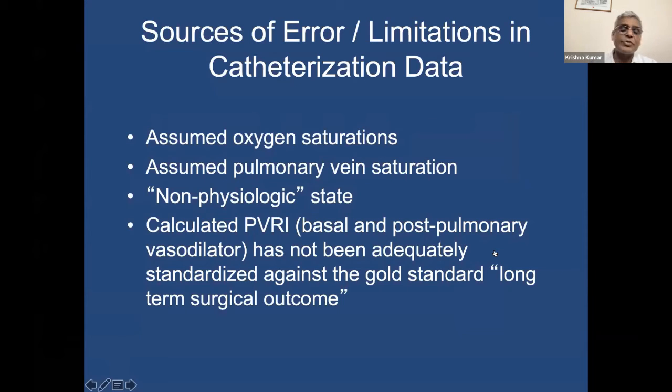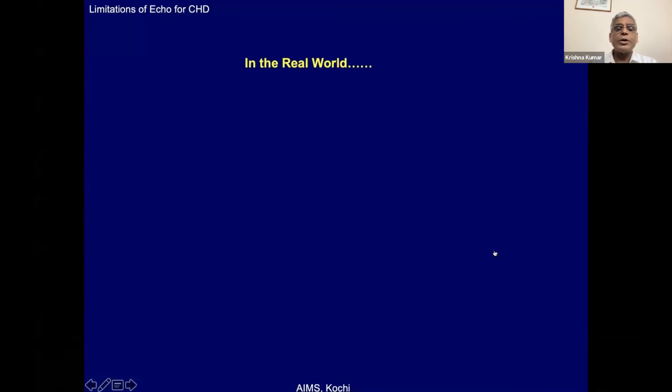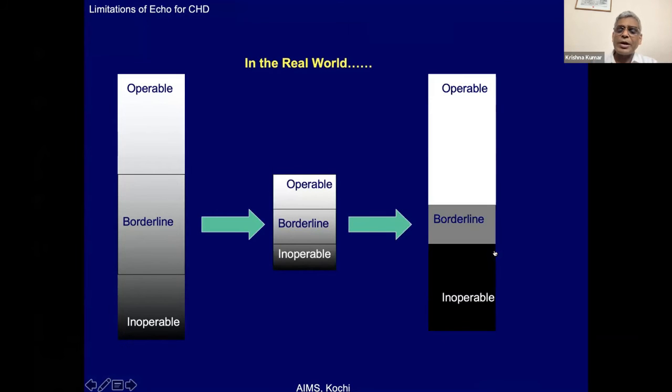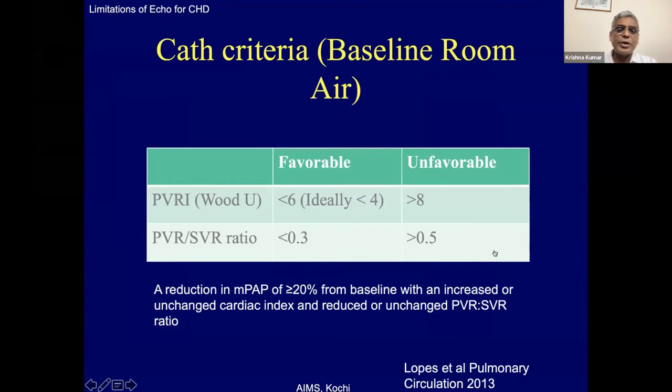And we should have done that. For some reason, we haven't done it yet. We should be doing it now, at least as a multi-center study. So in the real world, when you catheterize somebody, you probably reduce the borderline zone. You still end up with a gray zone. You can't make it black and white by cardiac catheterization still, but you narrow the zone.